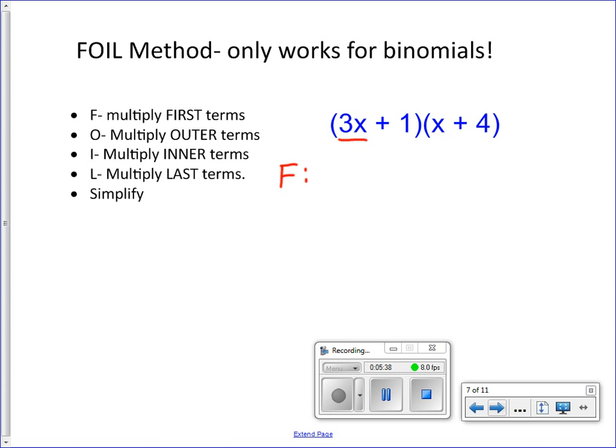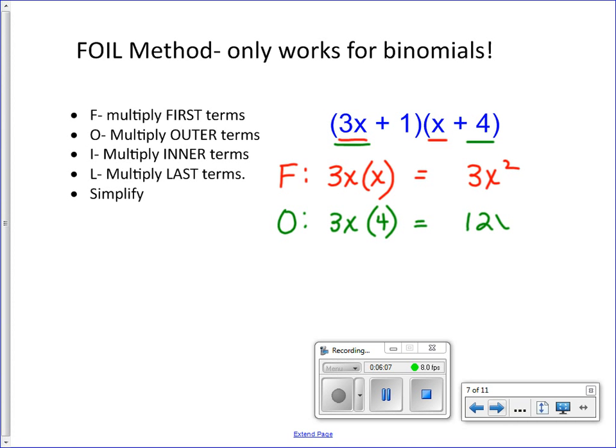Our first terms are the 3x in the first binomial and x in the second binomial. So we're going to take 3x times x, which gives us 3x squared. Our O stands for outer. Our outer terms are the ones that are on the outside. So we have 3x and 4. And 3x times 4 is 12x.